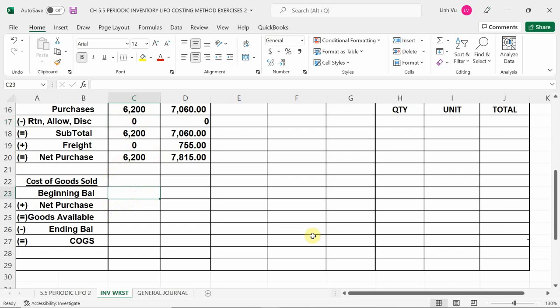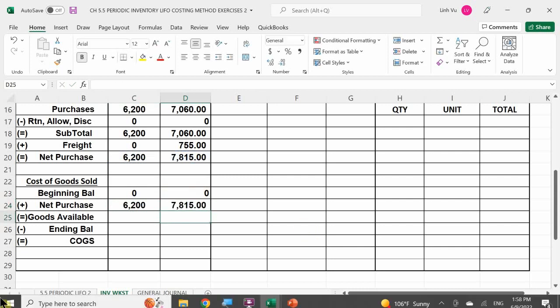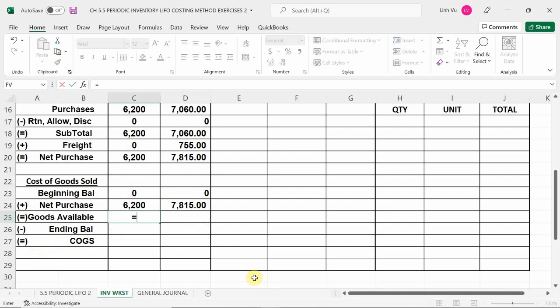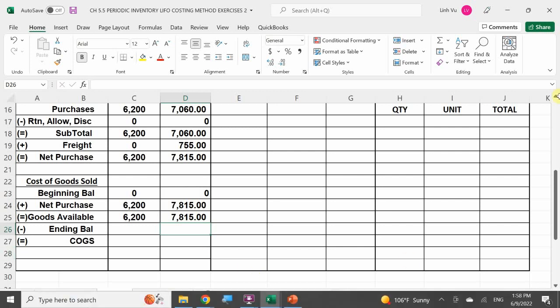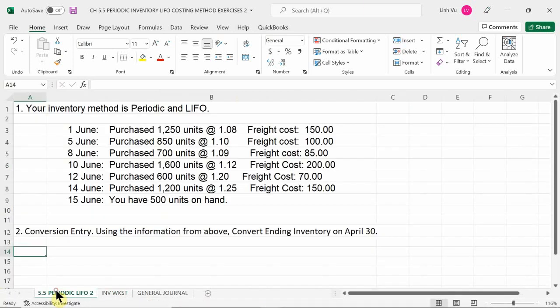Now in this case, I don't have beginning inventory. If I carry my net purchases down, my beginning plus my net purchases is going to give me my goods available. So 0 plus 6,200, it's straightforward. You're going to get the same exact number. Because we have no beginning inventory, your net purchases is going to equal your goods available. Now let's take a look at my scenario and see how much I should have left at the end of June 15.